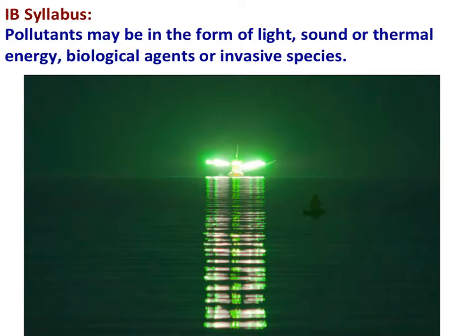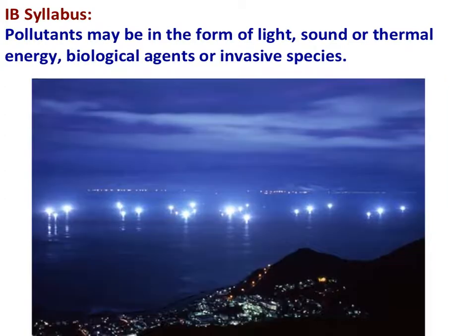Light is a type of pollution. In this image, we see the light of shrimp boats off the coast of Thailand. In this image, we see the light of shrimp boats off the coast of China. Pollutants may be in the form of light, sound, or thermal energy, or biological agents, or invasive species.